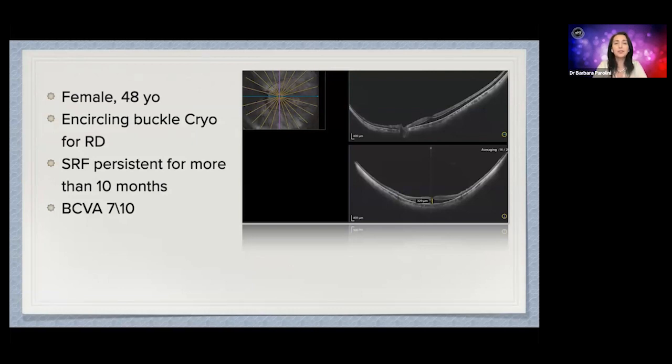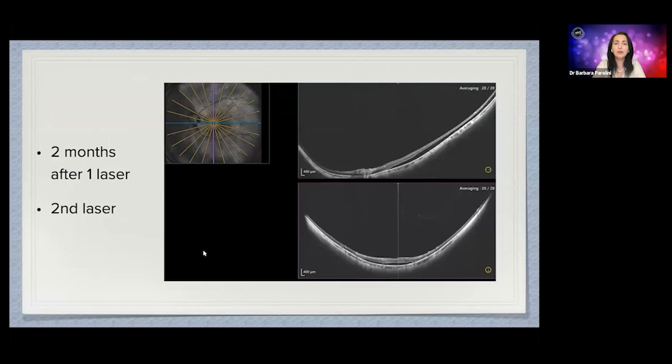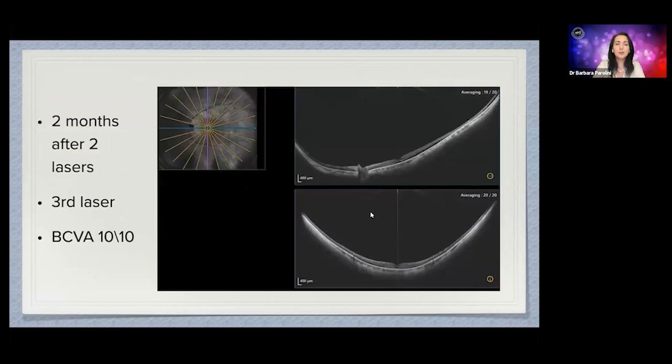She's a female, 48 years of age. She had an encircling buckle and cryotherapy. Again, she had subretinal fluid for more than 10 months, and she came to me with 7/10 vision. Usually colleagues don't treat this patient. What they tell the patients is to wait and the fluid will go away. But sometimes this fluid doesn't go away for a very long time. And this is a progressive reabsorption in time.